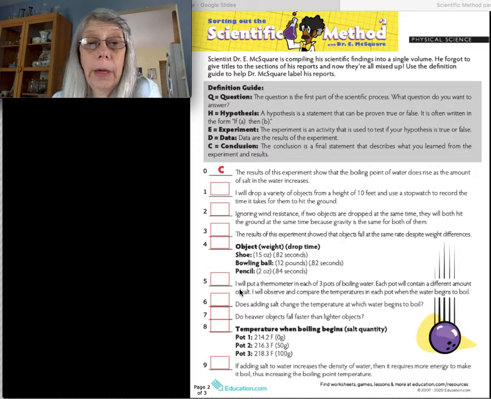Okay? I'm all right with, I'll put a thermometer in each of 3 pots of boiling water. Each pot will contain a different amount of salt. I'll observe and compare the temperatures in each pot when the water begins to boil. All good. Okay? Here are the data for that experiment. Pot 1 has 0 grams of salt in it. That means that was the control, and we would expect this boiling point to be close to what we expect the boiling point of water to be. Then we add 50 grams of salt in pot 2 and 100 grams of salt in pot 3. They are our experimental group, right?